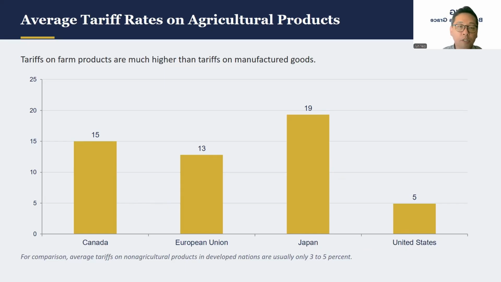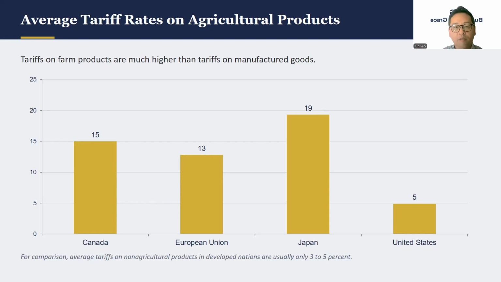Now compare these numbers to tariffs on manufactured products or services. In developed nations, those tariffs are usually only 3 to 5%. This is a huge gap. It tells us that agriculture receives special treatment almost everywhere. The result is that consumers in high tariff countries pay much more for imported food than they need to. That extra money could have been spent on other goods and services instead.